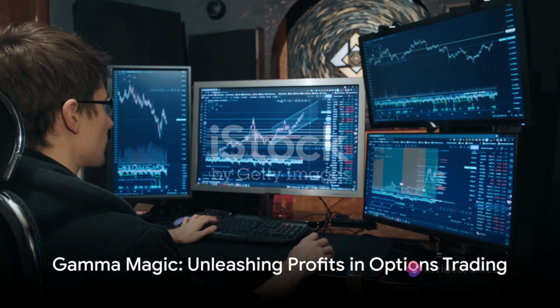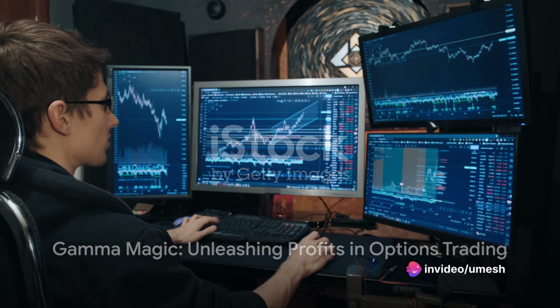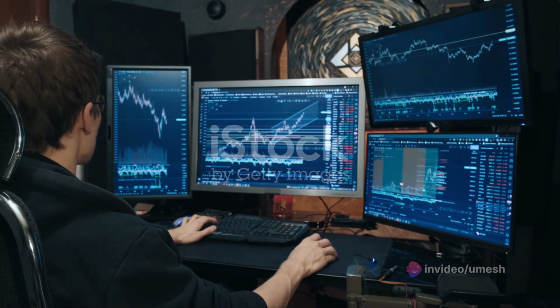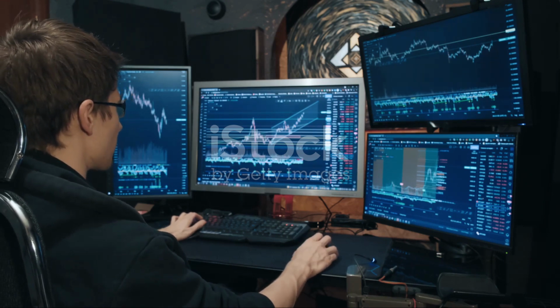In options trading, understanding gamma is crucial. To truly grasp the concept of gamma, let's delve deeper into the intricate world of option trading. We'll start with the basics.